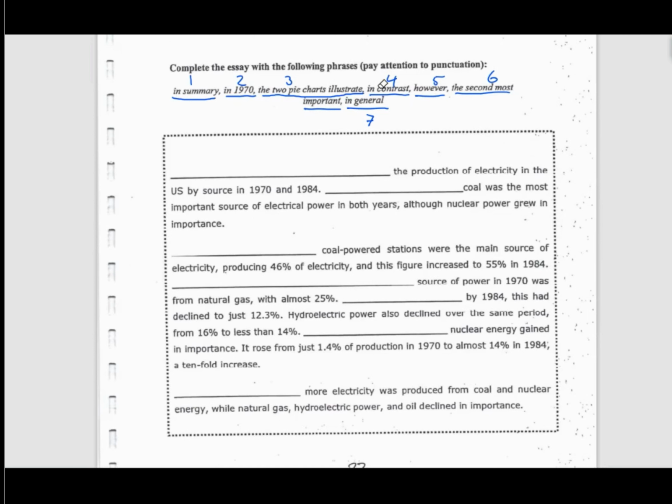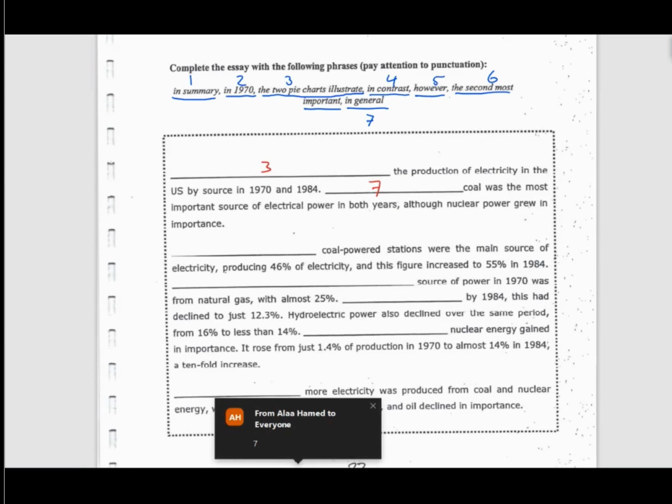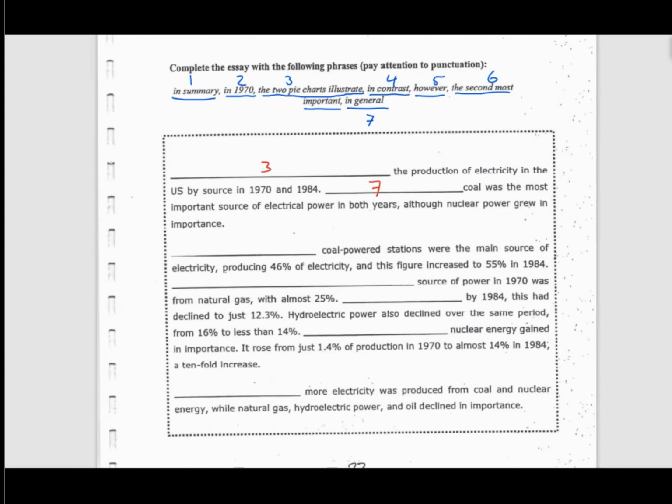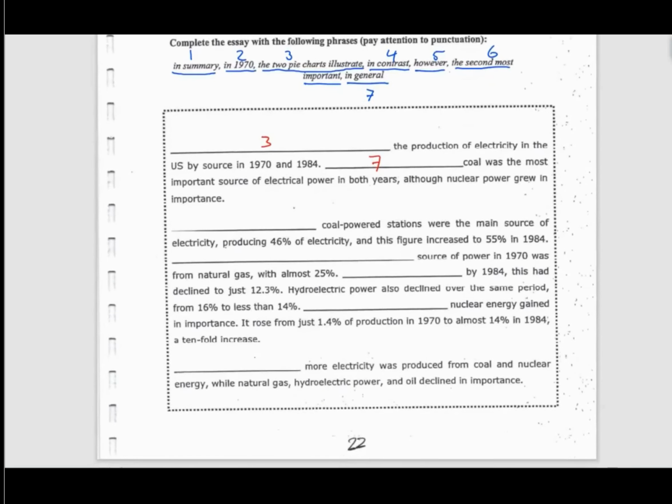Okay. What is the first one? Number 3. The second space. Number 7. Very good. Yes. See, the overview sentence here says, in general, coal was the most important source of electrical power in both years, although nuclear power grew in importance. So that was the trend.